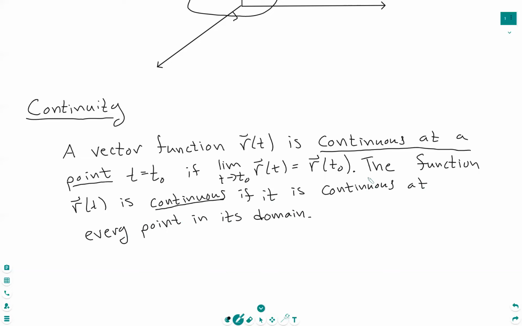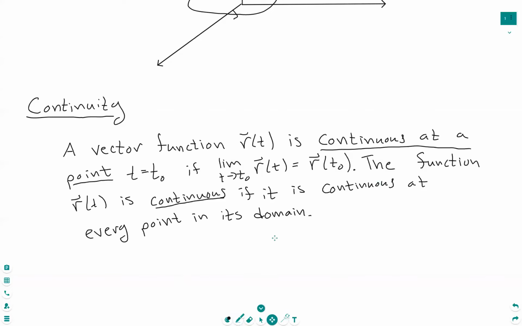You've seen this before in Calc 1 for continuity. So this is just bringing us up to speed for these vector functions as well. If we have that the limit is equal to the actual function at that specific point, we say that the function is continuous at that point. If that's true for all points in its domain, then it's continuous.